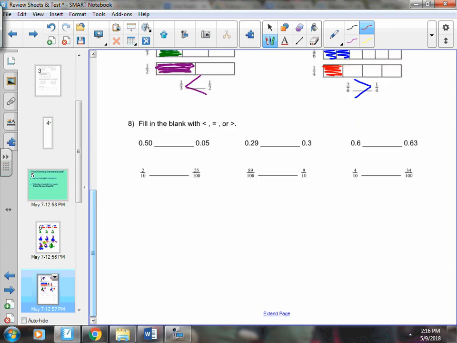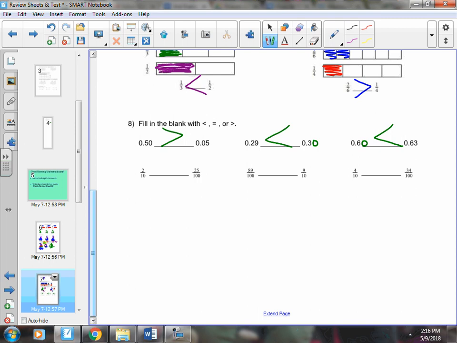Okay. Down at the bottom, remember, if one of the numbers goes up to the hundredths place, make them both go up to the hundredths place. And once they do, sometimes thinking about money can be very helpful to kids. It's easy to visualize. So I could think 50 cents versus 5 cents. There, now they both go up to the hundredths place. 30 cents is bigger than 29 cents. And there, 63 cents is bigger than 60 cents.